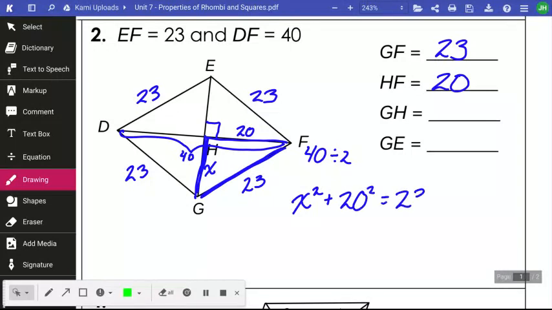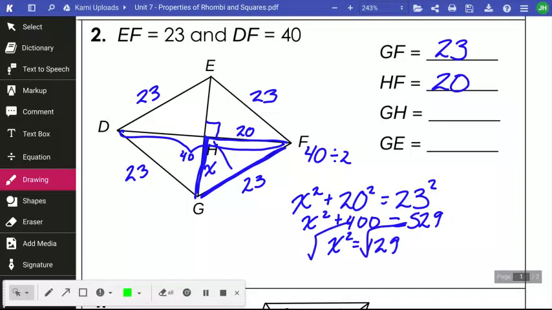And then I'll equal it after I add them to the hypotenuse, which is opposite the right angle, opposite meaning not touching it, 23 squared. And I'll go ahead and simplify that. I'll subtract 400 from both sides, square root both sides, and I'll get x is approximately 11.4. Why don't we just round to the nearest tenth?